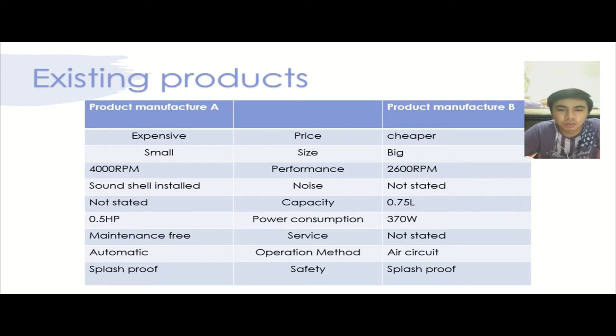My name is Muhammad Hakim bin Muhammad Nordin. The slide that I want to show is related to the products on the market today. In this slide, there are two different manufacturers' products. I want to show the difference between the two products. As we can see in this slide, there are some differences between these two products. For example, the price for product A is more expensive than product B because it has many advantages. The advantages of product A are small size, higher performance, low noise level, free maintenance, and automatic operation. So we know that product manufacturer A is better than product manufacturer B.